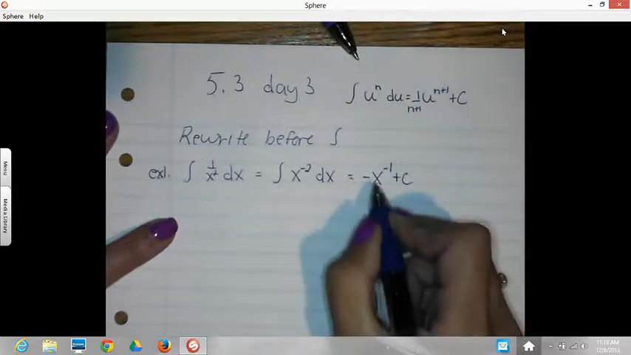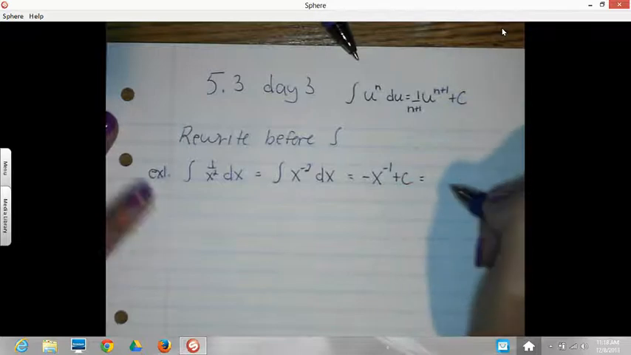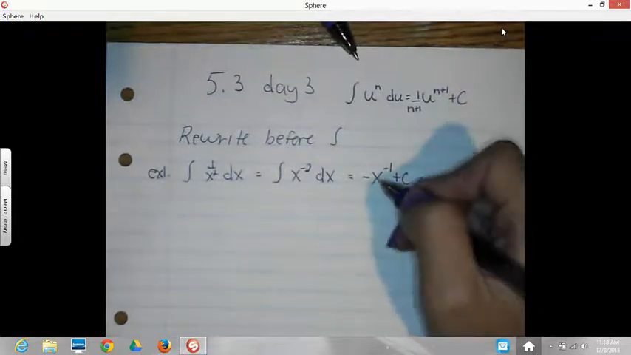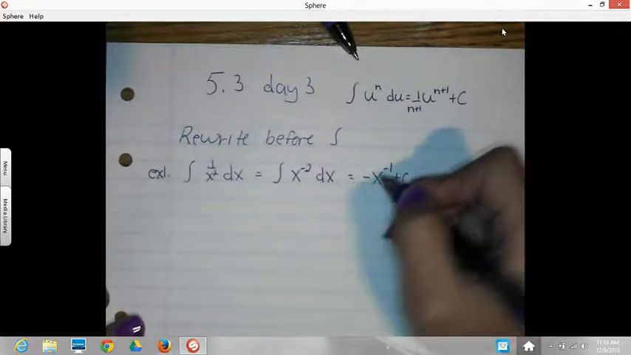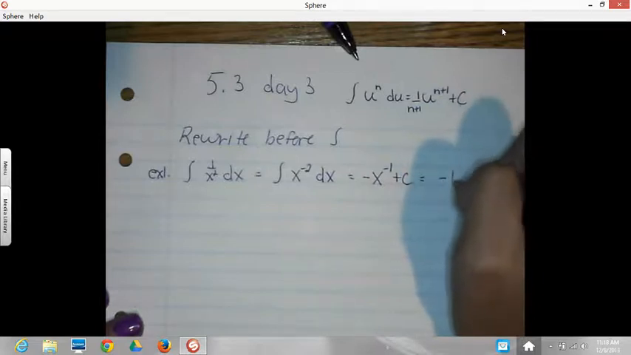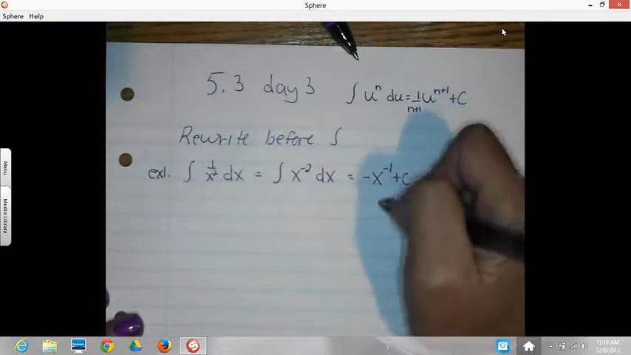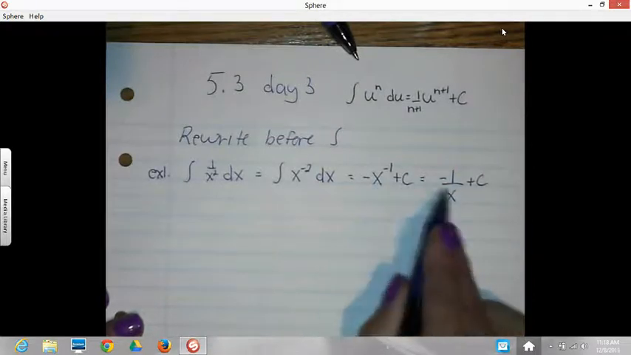And if you want to put it back in the form that it started with, happy exponents, I don't care. You can leave it here. I'm fine with this. If you want to check answers in the book, my guess is they're going to finish the way it started. So this would be negative 1 over, we bring that down to the bottom, and it would be x to the first down there. So I don't care which one you give me.